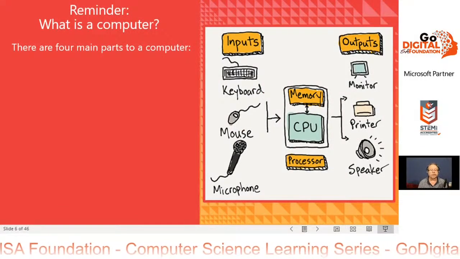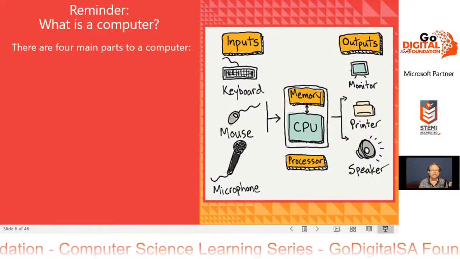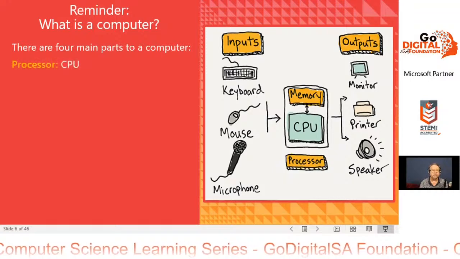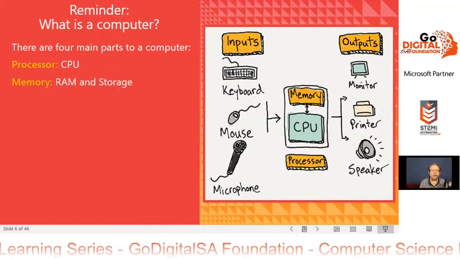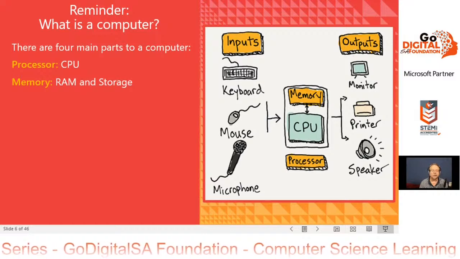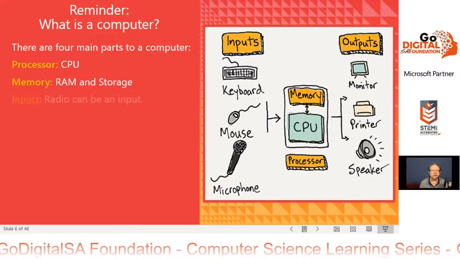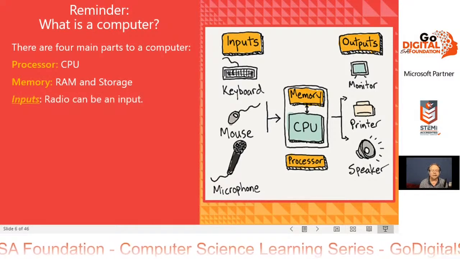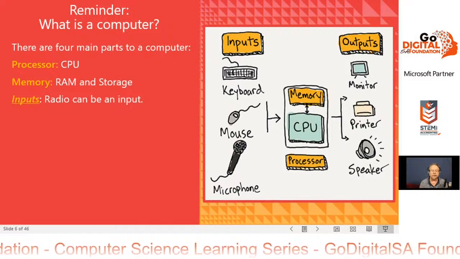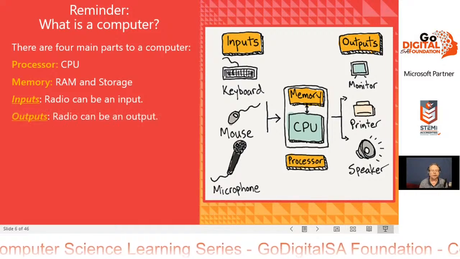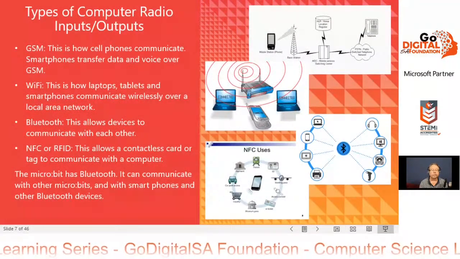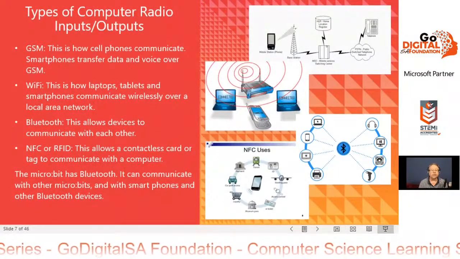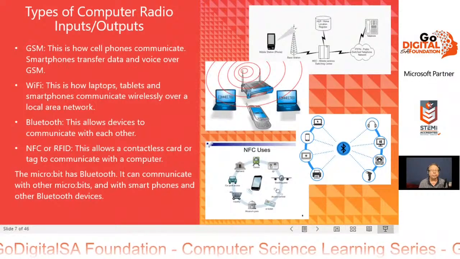Okay, just a quick reminder, what is a computer? There are four main parts to a computer. The processor, CPU, memory, which is RAM and storage, or short-term and long-term storage, inputs, and radio can be an input, and outputs, and radio can be an output. So what types of computer radio inputs and outputs are there?